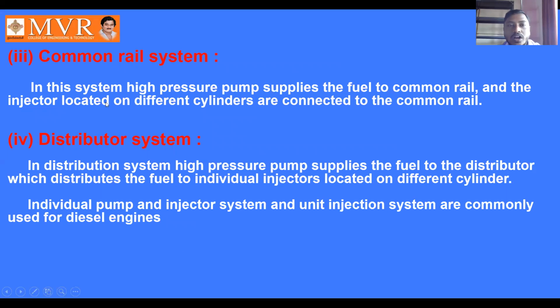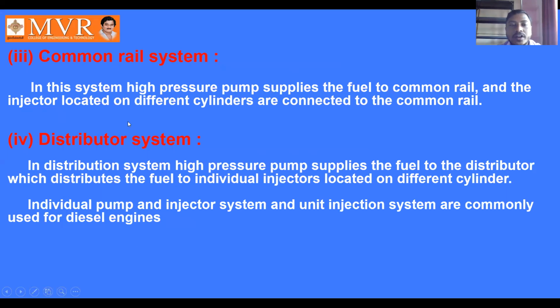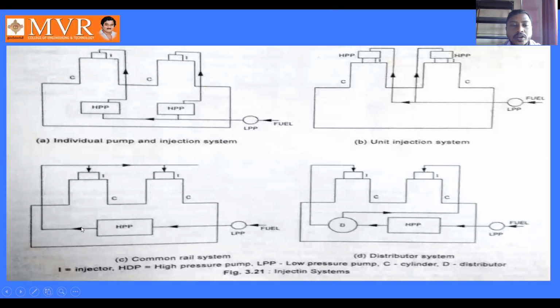About the common rail system, in this system a high pressure pump supplies the fuel to the common rail, and the injectors located on different cylinders are connected to the common rail. By using the common rail, we distribute the fuel supplied by the high pressure pump.